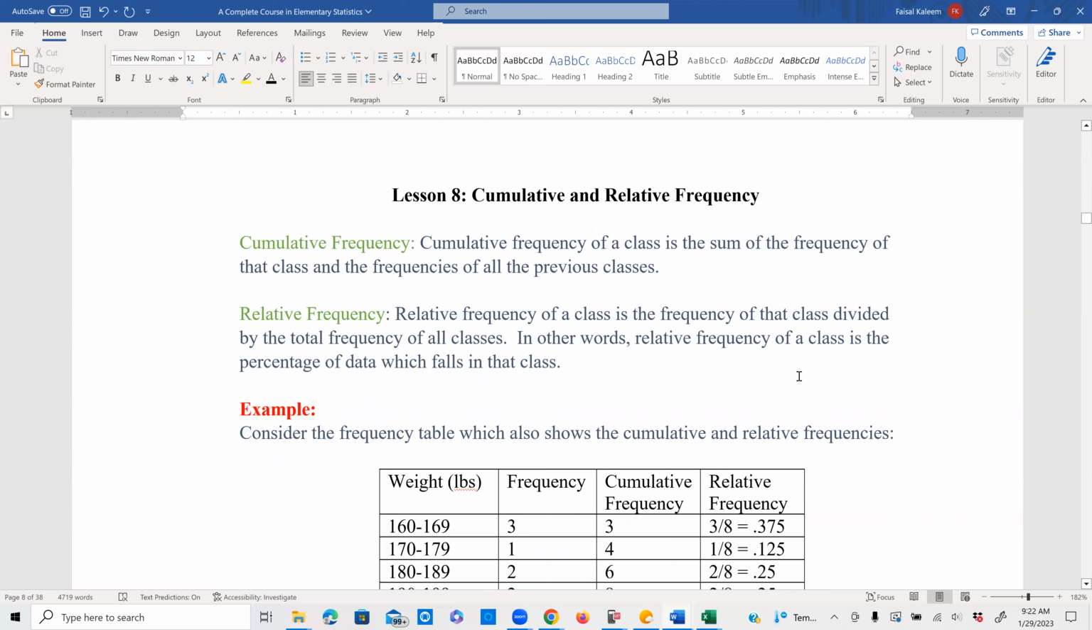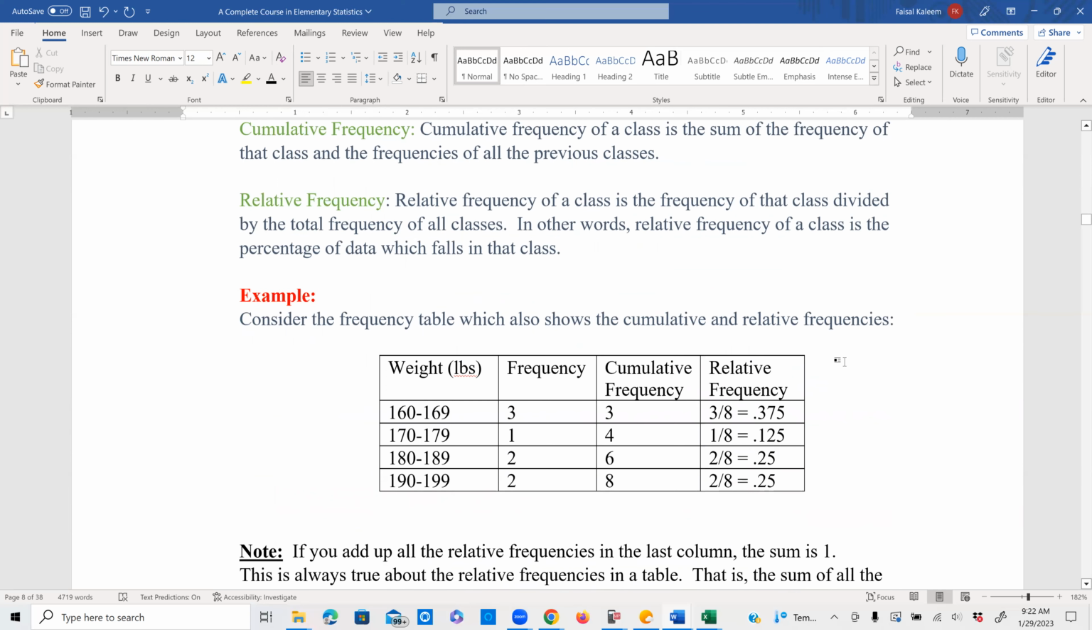Cumulative frequency of a class is the sum of the frequency of that class and all frequencies of previous classes. So for example, in this frequency table, the frequency of the third class is 2. The cumulative would be that and everything above it, so 2 plus 1 plus 3. That's why the cumulative frequency of the third class would be 6 here.